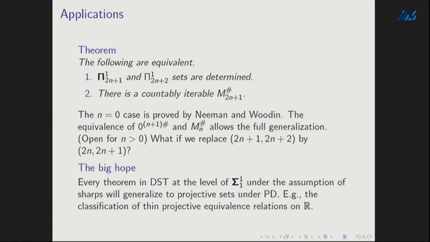And I hope it will have many implications in descriptive set theory. One application is that we can get the equivalence of determinacy for boldface Pi^1_{2n+1} and lightface Pi^1_{2n+2} sets, and the existence of a mouse with a sharp and 2n+1 Woodin cardinals.